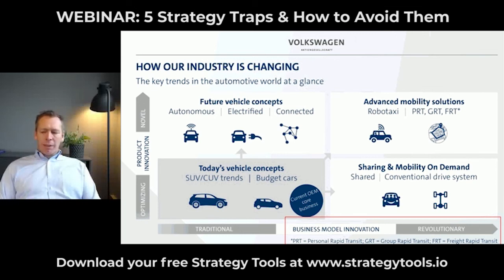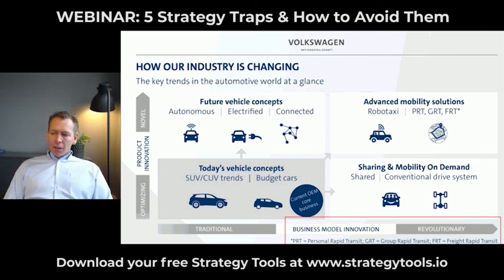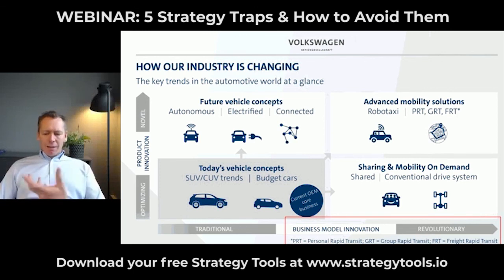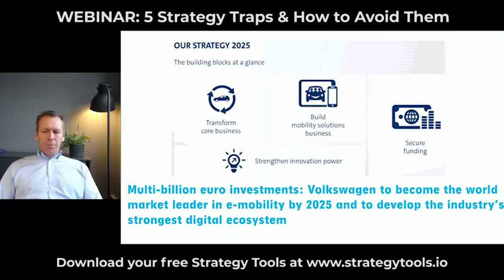And that puts you up in the upper right hand where it says advanced mobility solutions. Volkswagen today is actively looking into robot taxis. They're actively looking into intelligent autonomous fleets of cars. And they're seeing this industry shift happen at a much faster pace than they expected just a few years ago. So how do they respond to this? How do they, as a big traditional German manufacturing company, respond to this?